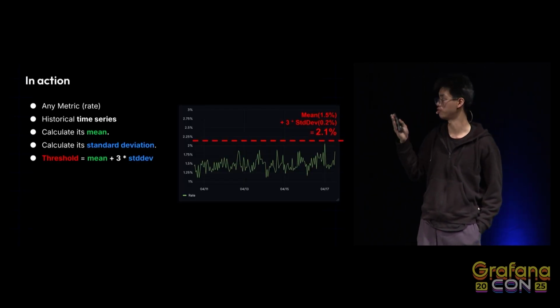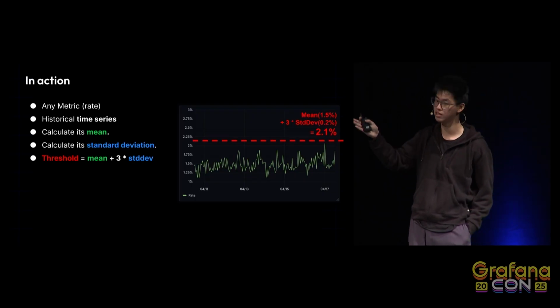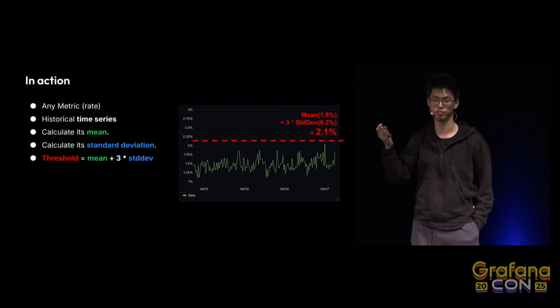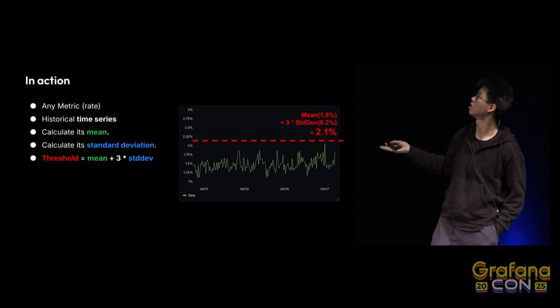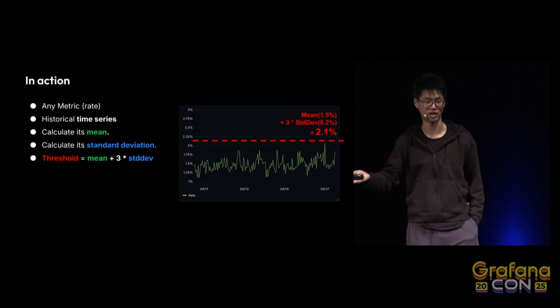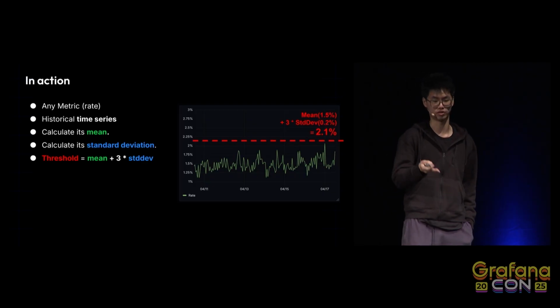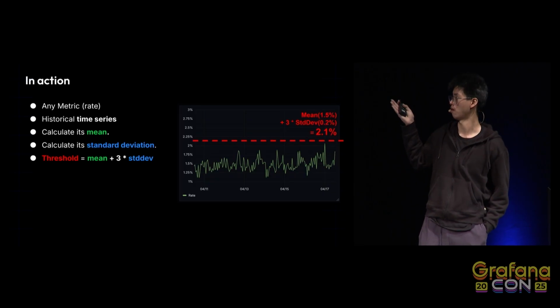In practice, it's really easy. For any time series, just calculate the mean and the standard deviation. Your threshold is just the mean plus 3 times the standard deviation. So in this case, the mean is 1.5%, and the standard deviation is 0.2%. So that gives you a threshold at 2.1%. You can see how well it fits our chart.